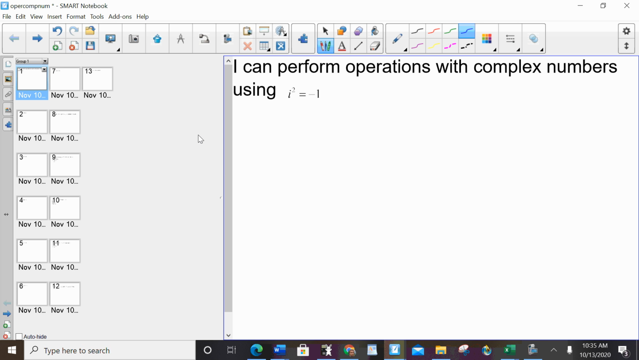Hello everybody, today I can perform operations with complex numbers using i squared equals -1. Now this lesson is going to be very similar to what we did the first day of school, with the exception of using this i squared equals -1. So I'm going to show you where it comes from. Last lesson we learned that i was equal to the square root of -1.